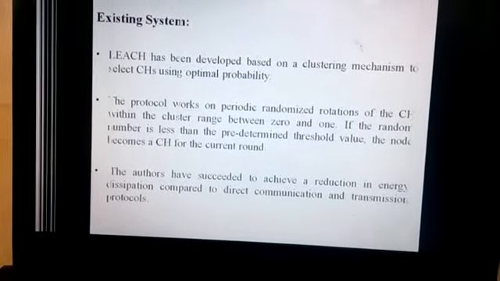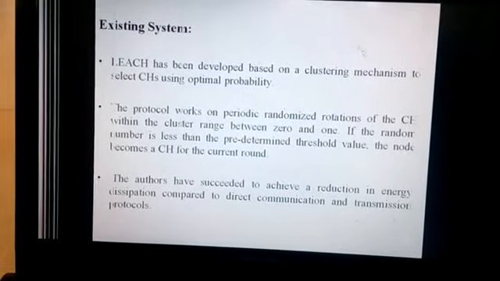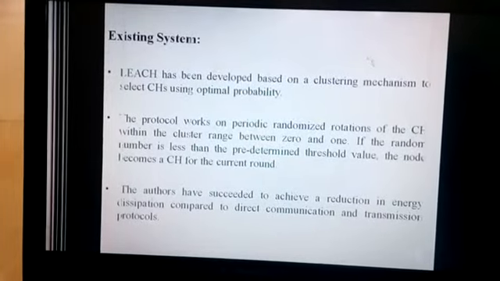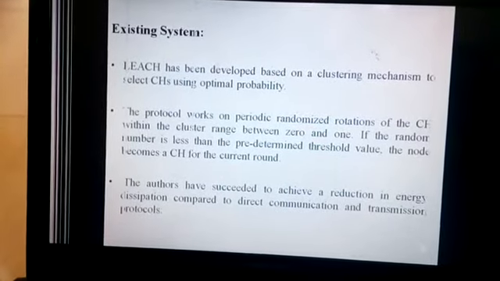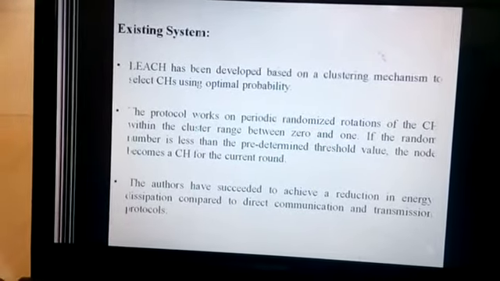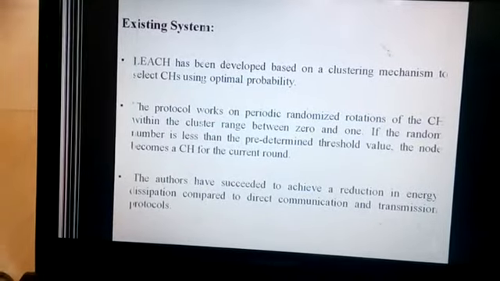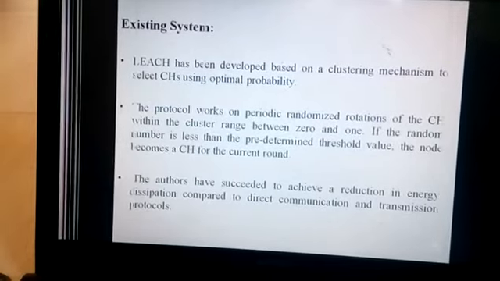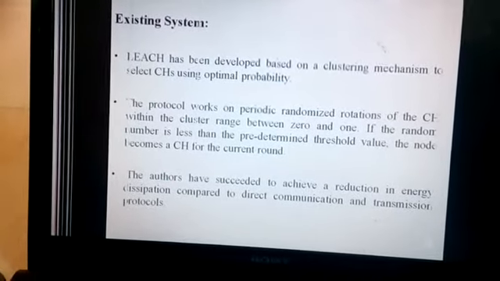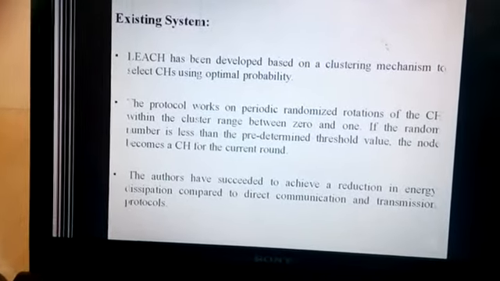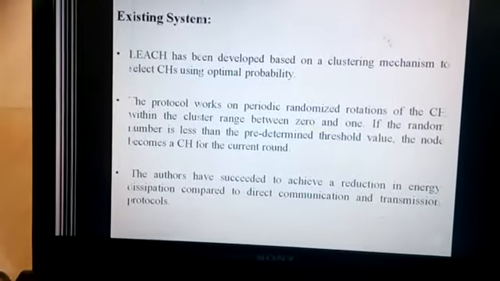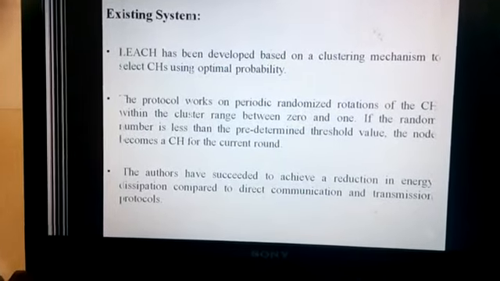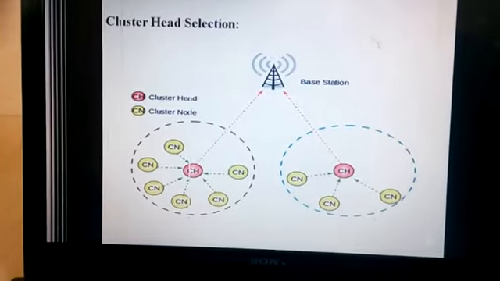Our existing system is the LEACH protocol. LEACH means low energy adaptive clustering hierarchy. It has been developed based on a clustering mechanism to select the cluster head using optimal probability. The protocol works on periodic randomized rotation. That means a node picks a random number between 0 and 1, and if the random number is less than the predetermined threshold value, the node becomes the CH of the current round. This is the cluster head selection process.